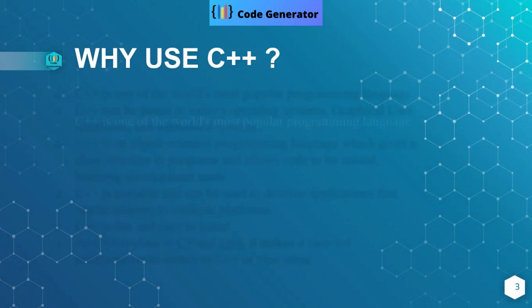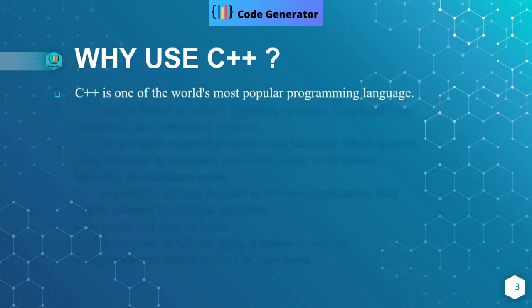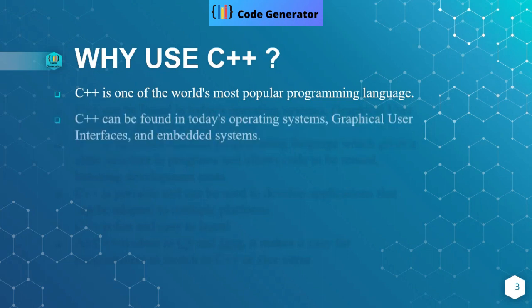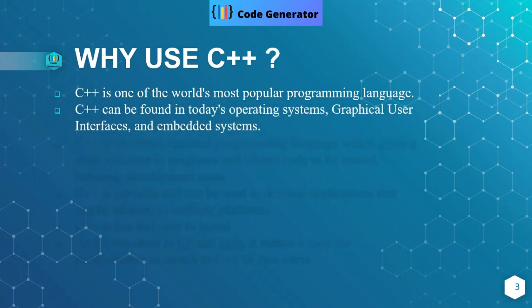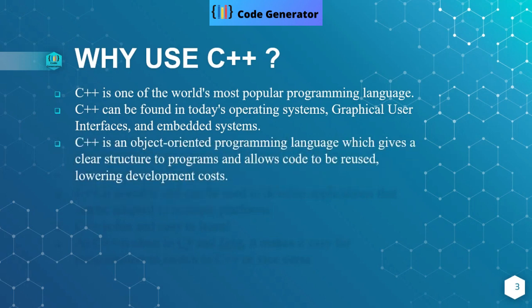Why use C++? C++ is one of the world's most popular programming languages, and it can be found in today's operating systems, graphical user interface and embedded systems. C++ is an object-oriented programming language which gives a clear structure to programs and allows the code to be reused, lowering the development cost.